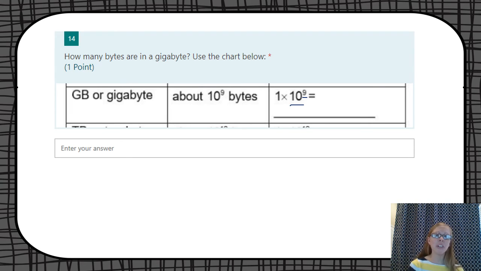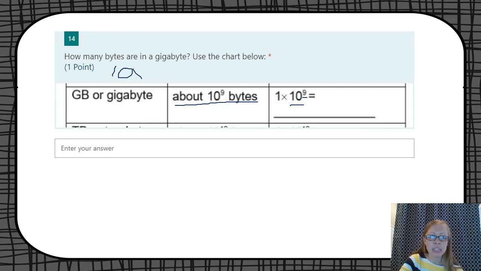So when we're figuring out how many bytes are in a gigabyte here, they gave us this info on the chart that a gigabyte is about 10 to the 9th power bytes. So that means 1 times 10 to the 9th power in order to solve that here. 10 to the 9th power as an exponent means I'm multiplying 10 times itself 9 times. So I'm going to write that out up here.